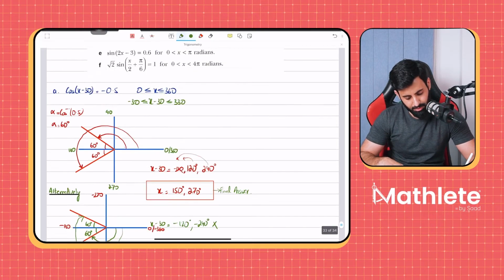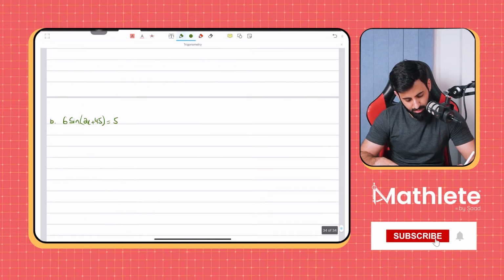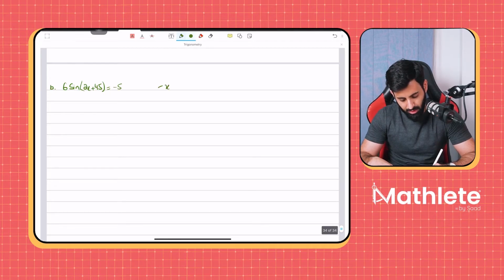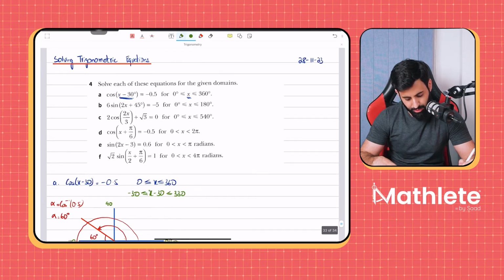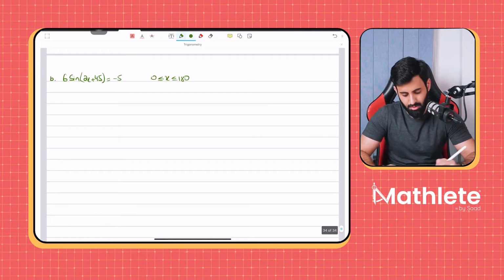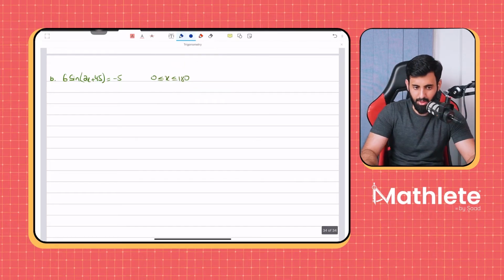6 sine 2x plus 45 equals minus 5. All right, what's the range? The range is from 0 to 180. I have one task for you guys. Tell me the altered range, the new range.